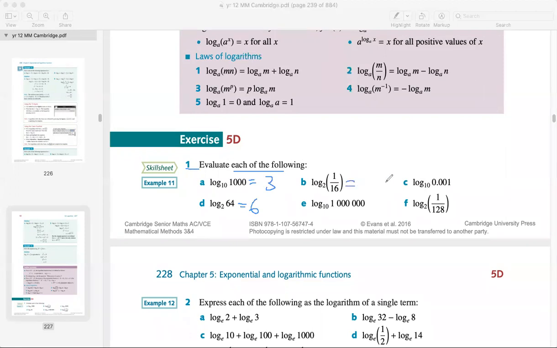And this one is a bit tricky because we involve fractions, but we can always write a fraction as a negative power. So it means half times itself 4 times, and the half is just 2 to the power of negative 1, and 4. So it's going to be 2 to the power of negative 4, right? So it's going to be negative 4.